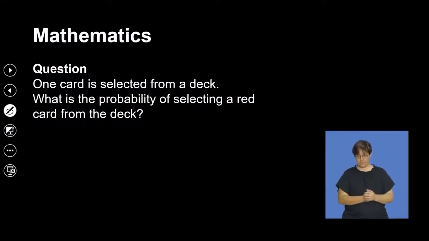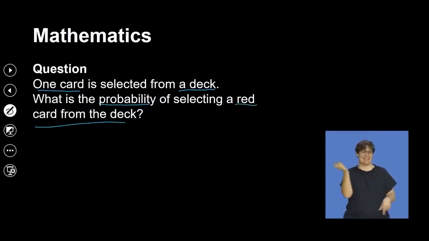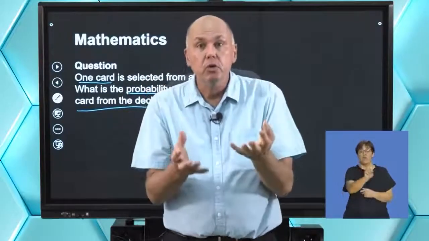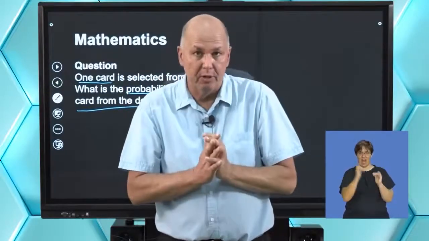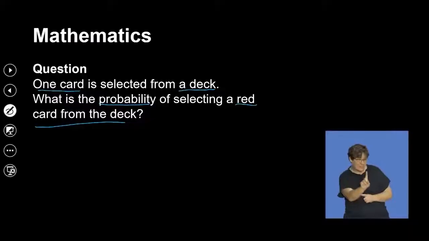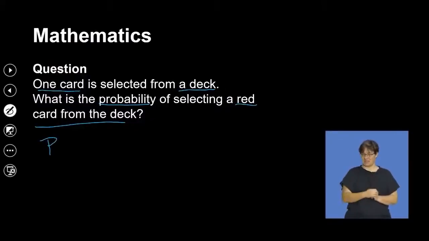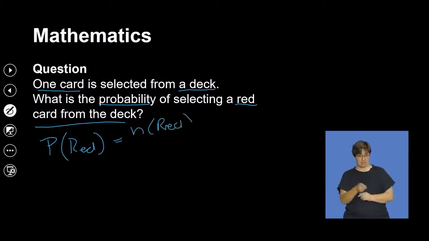So we're told that one card is selected from a deck. The deck has 52 cards in it. What is the probability of selecting a red card from the deck? Guys, this is so easy. We just have to apply the rule of defining theoretical probability. Do you remember what that is? That's right. The probability of choosing a red card from the deck is equal to the number of red cards that we've got divided by the number in the sample space.